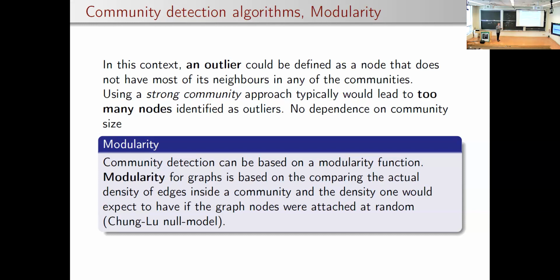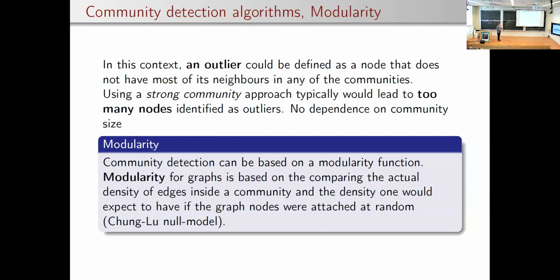The next step is how we can detect communities, the community structures. We can detect them by something called the modularity function. Modularity is based on comparing the actual density of edges inside communities with the density that we would expect to have in some graphs generated by random models.